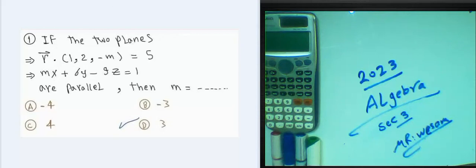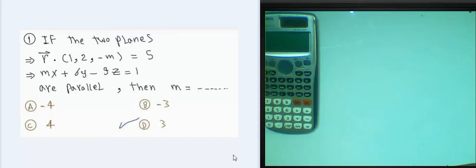Today we'll solve the exam of this year, 2023, session 1, for algebra and geometry. Question number 1. If two planes, r dot (1, 2, negative m) equals 5, and the second plane mx plus 6y subtract 9z equals 1, are parallel, then m equals what?